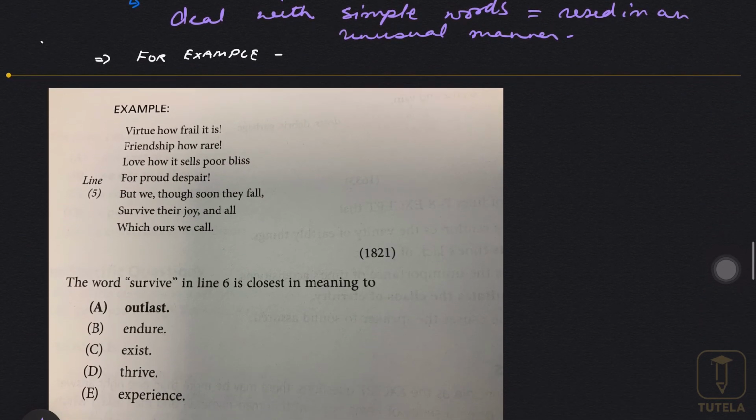So you can take a look at the example here. We are to look for the word survive in line 6. If you take a look at the word survive in line 6, it says survive their joy and all which hours we call. So here in this context, you can actually get rid of the options based on the meaning that you can come up with. You keep eliminating the incorrect options, or rather the options which do not match the word in its given context, and henceforth come to the right answer.